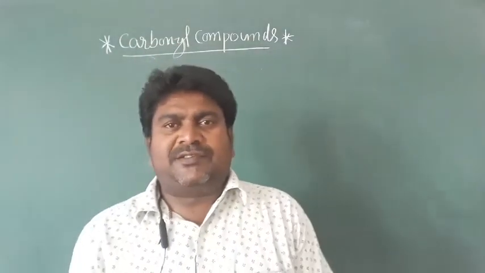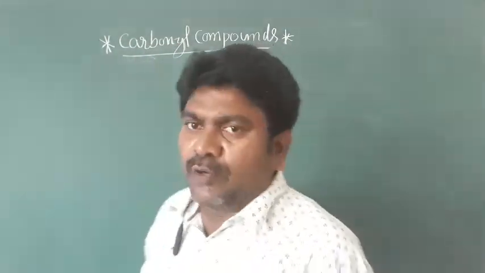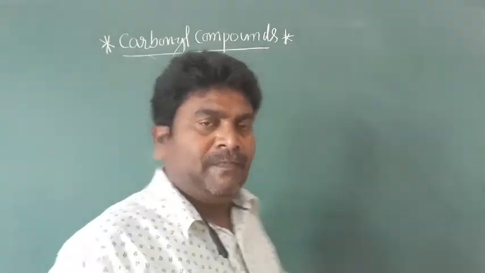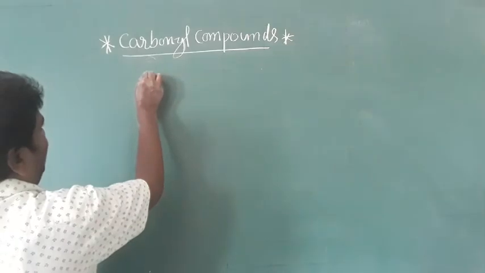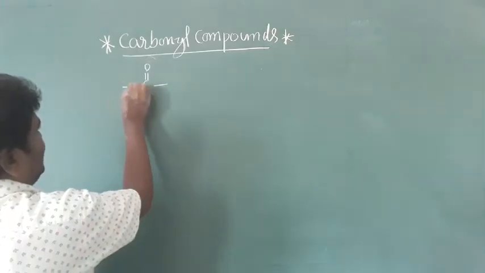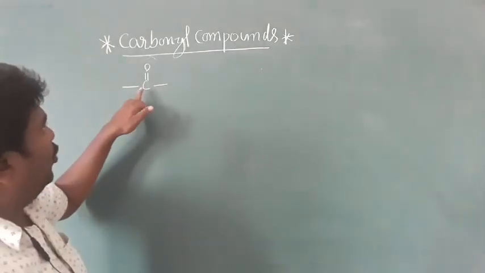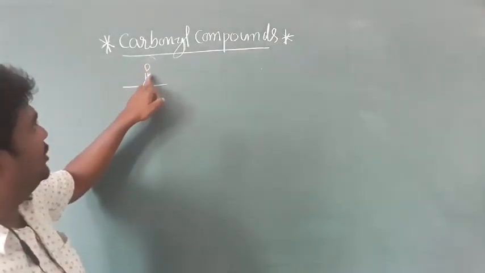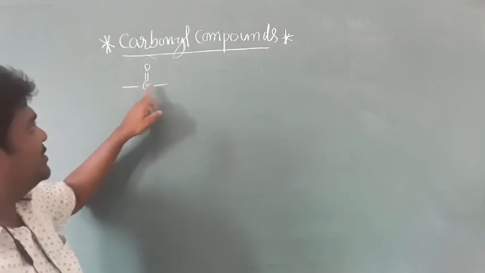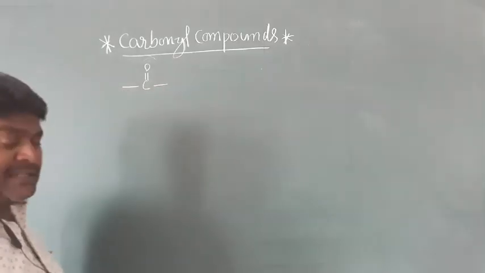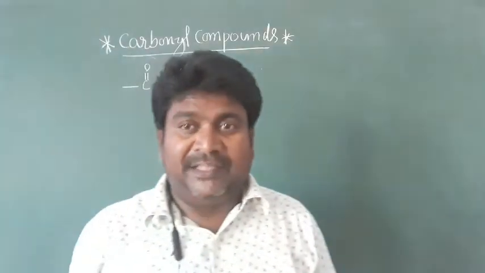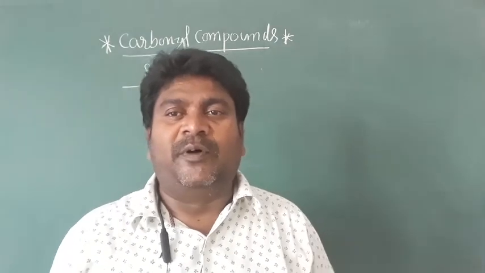Okay, hi students. Today I'll discuss carbonyl compounds. What is the carbonyl group? C double bond O. This is the carbonyl group. The carbonyl group has one carbon and one oxygen with a double bond. Carbon exhibits tetravalency. Carbon can form 4 bonds.